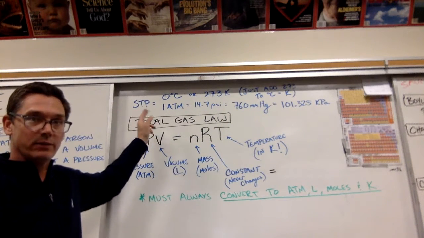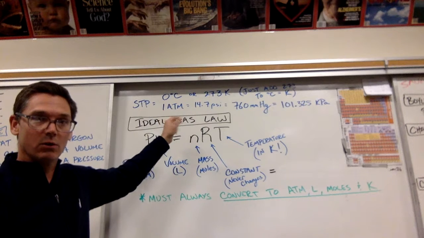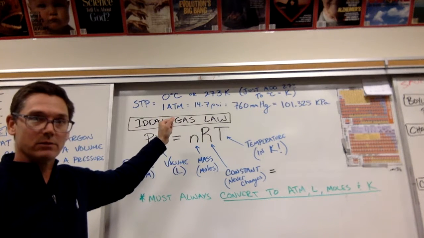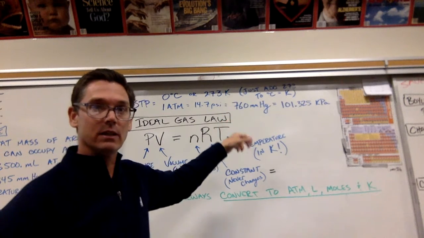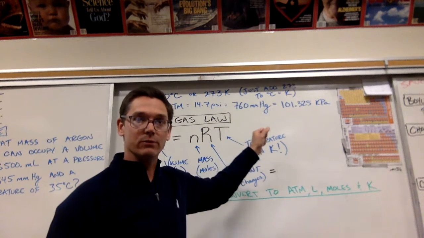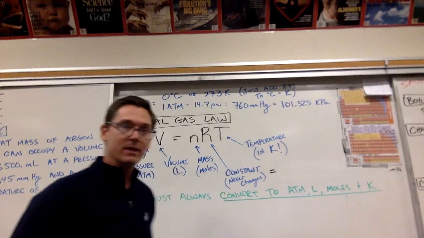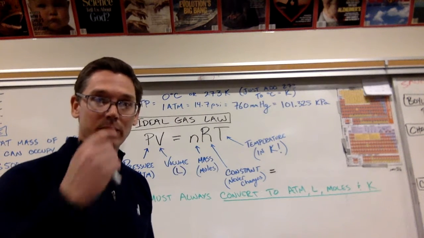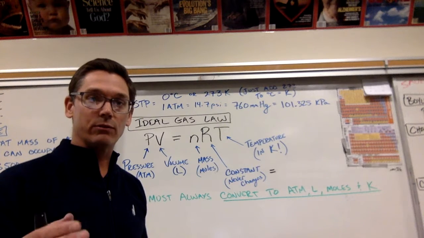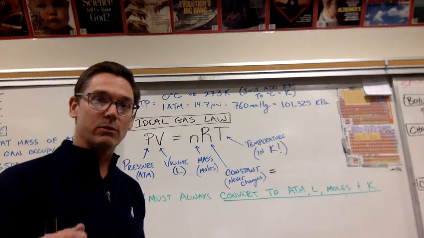Now, standard pressure, remember, is 1 atmosphere or 14.7 pounds of pressure per square inch, or 760 millimeters of mercury, or 101.325 kilopascals. Right. So this is the ideal gas law, and again, today I'm just going to give you the equation so you can start working through some of the calculations with the equation.